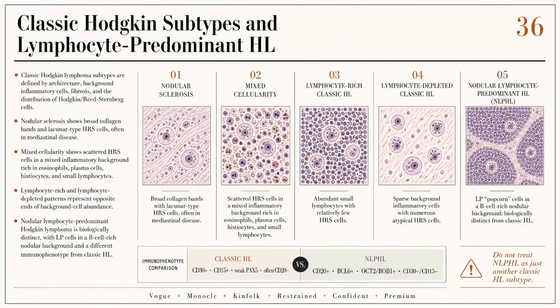Throughout this diagnostic process, common pitfalls include misinterpreting fixation artifacts as lacunar spaces, failing to perform an adequate IHC panel, or overlooking the subtle differences in cellular composition among subtypes. Additionally, molecular and cytogenetic testing may provide further diagnostic clarity in ambiguous cases, reinforcing the importance of an integrated diagnostic approach. As we conclude this section on classic Hodgkin subtypes and lymphocyte-predominant HL, remember that your role in specimen handling, fixation, staining, and slide preparation directly impacts the pathologist's ability to render an accurate diagnosis.